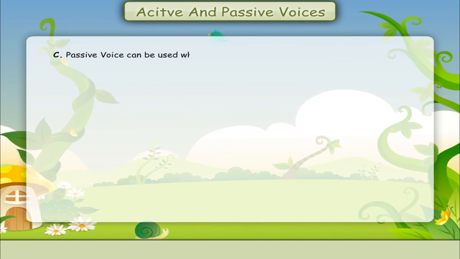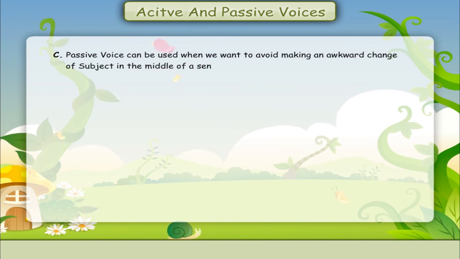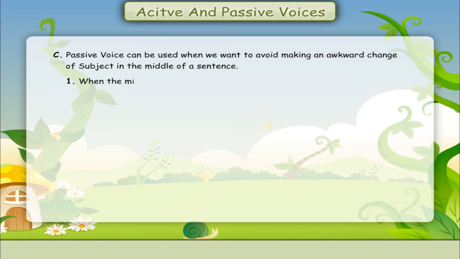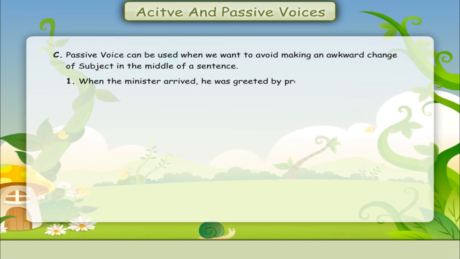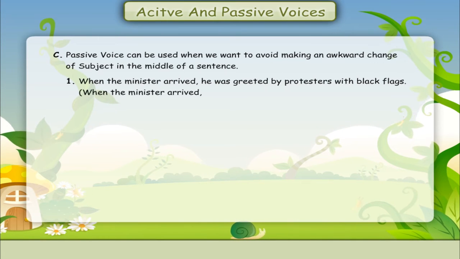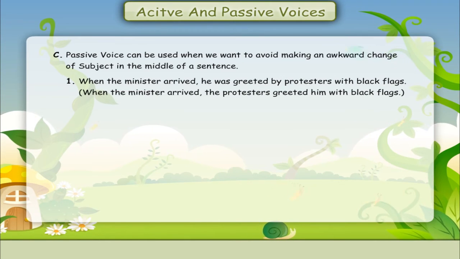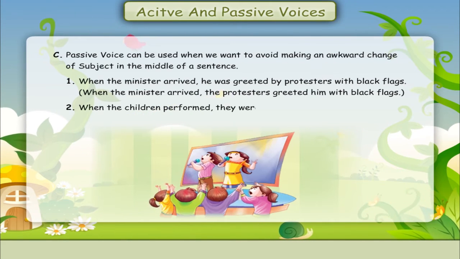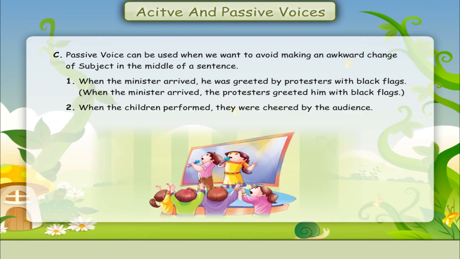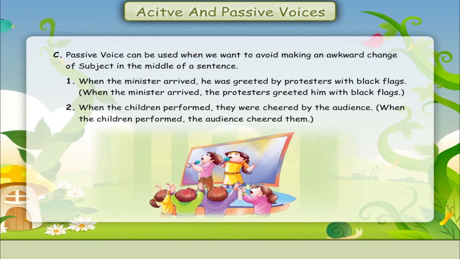Passive voice can be used when we want to avoid making an awkward change of subject in the middle of a sentence. When the minister arrived, he was greeted by protesters with black flags. When the minister arrived, the protesters greeted him with black flags. When the children performed, they were cheered by the audience. When the children performed, the audience cheered them.